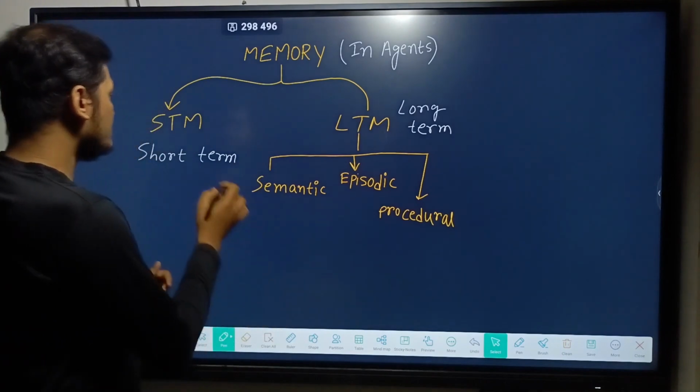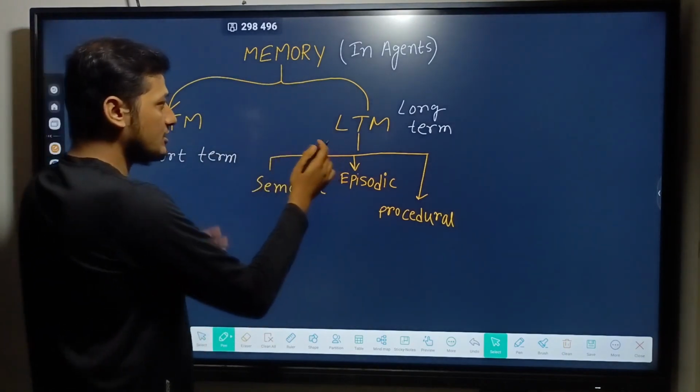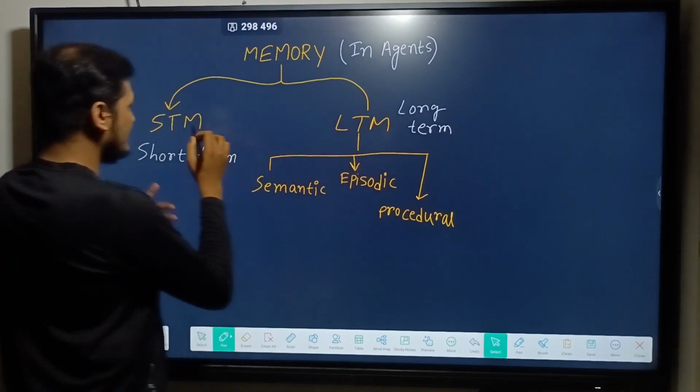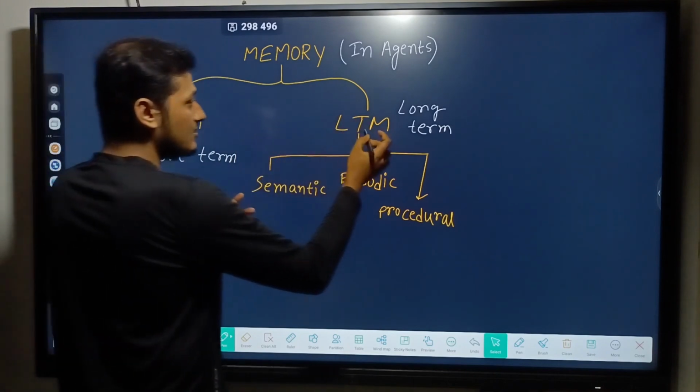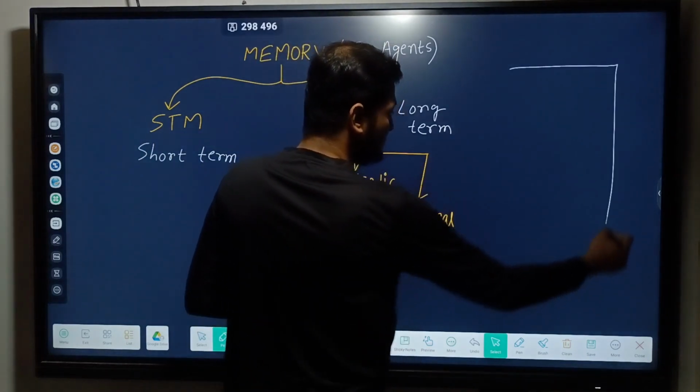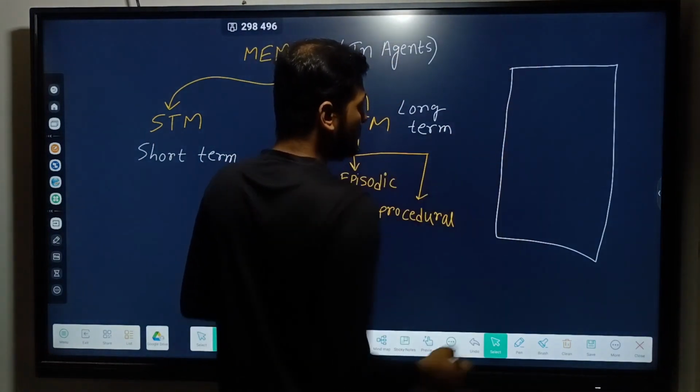Here you see that I have divided this memory into two things. One is STM, another one is LTM. One is the short term memory, another one is the long term memory. Now let's say this is your ChatGPT.